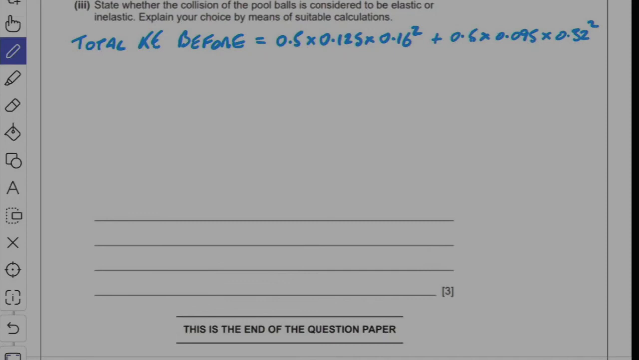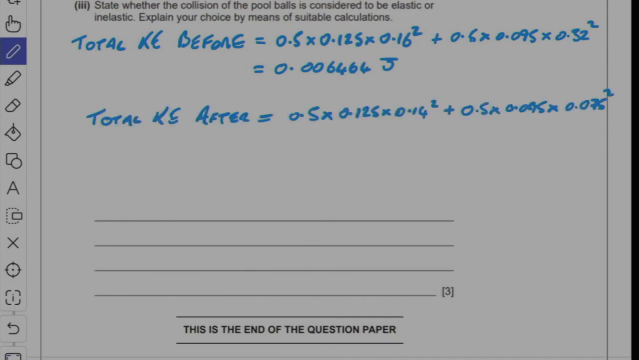Remember that we're in scalar world here. It doesn't matter the directions or anything here. We're just adding the values up. Okay, so we get that many joules for the before, and now we just do the same thing for the after. So we have to fill in our 7.5 centimeters per second value from the previous part of the question, and so we need to pump that through our calculator and see how much kinetic energy there was after the collision, and we get this much lower value.